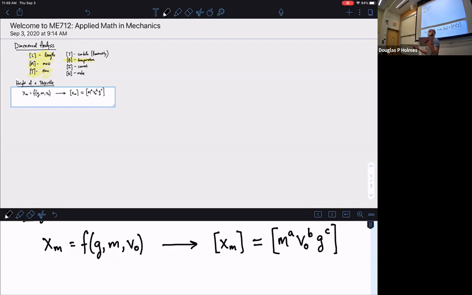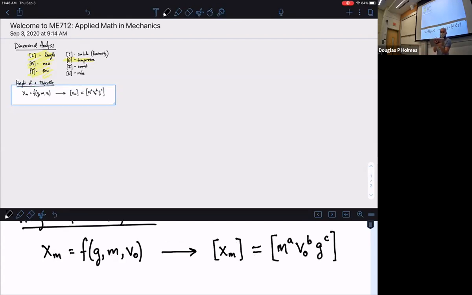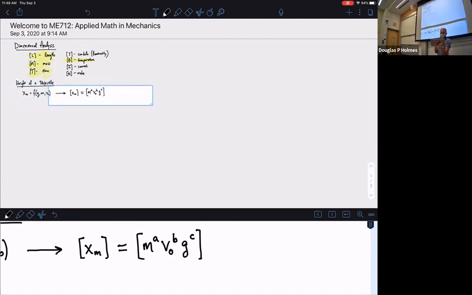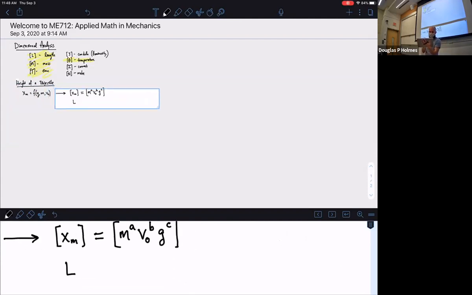You can always do this. You can say, I'm going to assume that these things that I think drive the physics of my problem can be combined in some way, and the way they'll be combined is dictated by the exponents of these terms here. So what you can do now is say, well, I know the units on the left-hand side of my equation. I know that that is units of length.